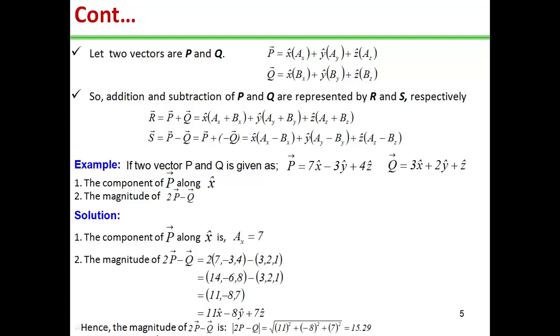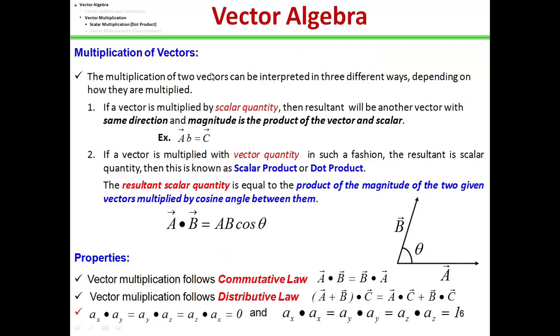So the magnitude of 2p minus q is equal to the square root of 11 squared plus (minus 8) squared plus 7 squared, and this comes to be 15.29. Now I will give a brief overview of the various ways of multiplying vectors, depending on how they are multiplied. So let's start the next topic, that is the multiplication of vectors.